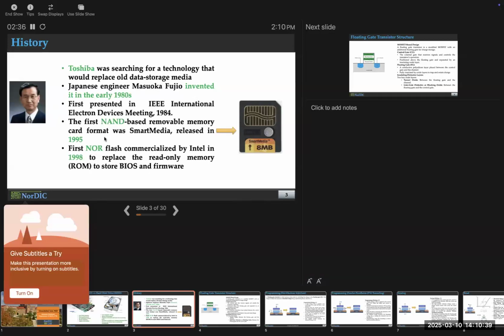Then Intel. Notice there are two types of flash memory, NAND and NOR. The first one that was commercialized was NAND, and the other one that Intel commercialized back in 1998, 3 years down the line, was NOR. I'll discuss both types very quickly in today's lecture.